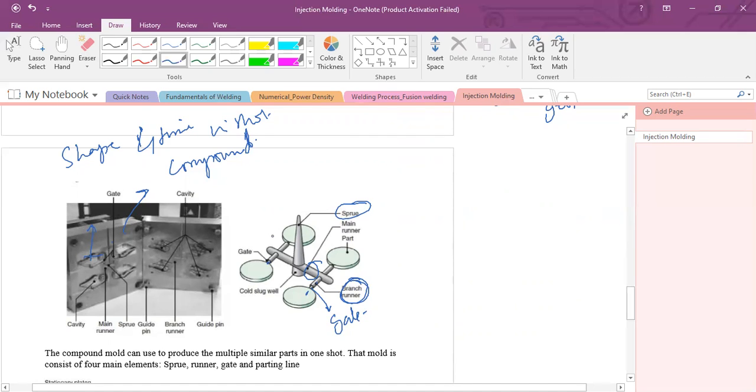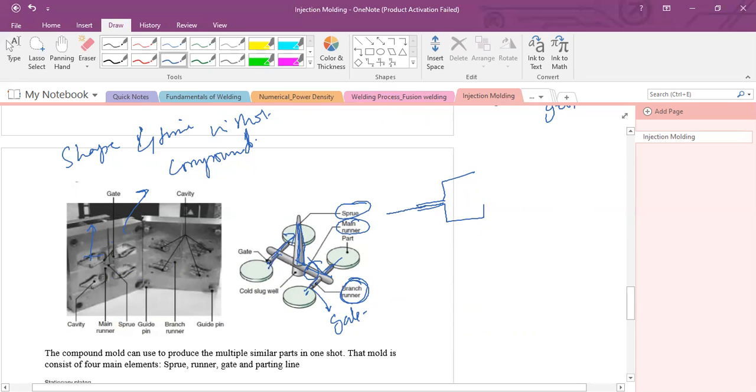Through the sprue, for example, the mold is in this direction. This is a sprue. Through the sprue, the molten material will flow towards the runner here. Normally the sprue is attached to the runner, and through the runner the molten material will distribute into different cavities. From this main runner, the molten material will distribute into four cavities equally.